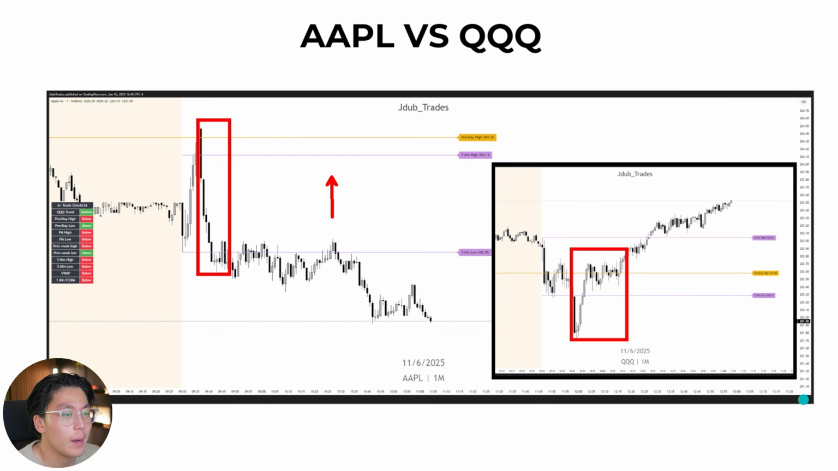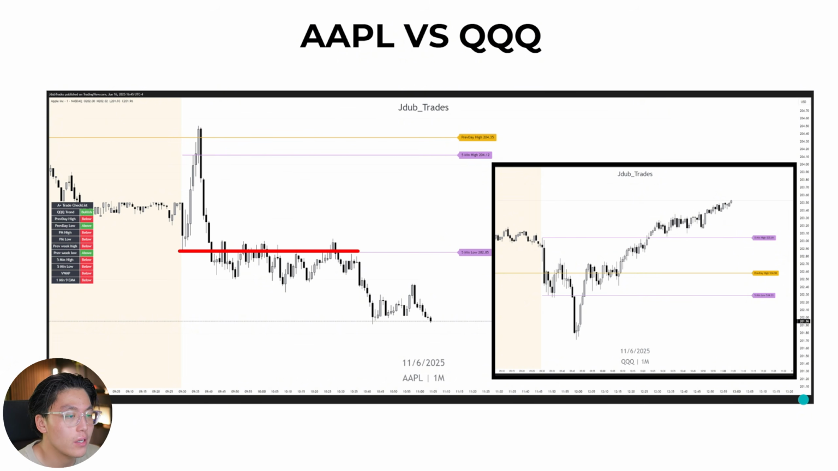Generally speaking, if Apple moves higher, Qs moves higher. If Apple moves down, the Qs moves down. But in this scenario, Apple is doing the complete opposite of the overall market. You can see Apple underneath its 5-minute range low, whereas the Qs is above its 5-minute range high. This is basically diverging away from the overall index, which is the QQQ. And in my opinion, it's very difficult to trade because you're going to get faked out quite often.